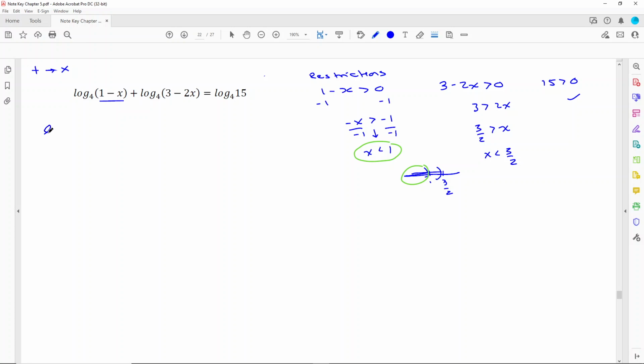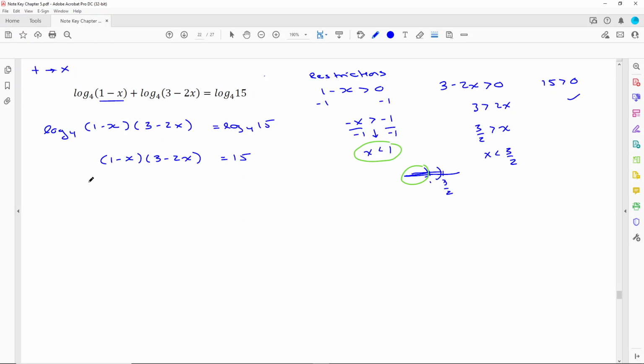So hopefully you gave this a go. First thing I'm going to do is write this as a product. So the log base 4 of (1 minus x)(3 minus 2x) equals the log base 4 of 15. Since these are both log base 4, I'm allowed to drop my logs. And when I drop my logs, you drop the base as well. So I'd be left with (1 minus x)(3 minus 2x) equals 15.